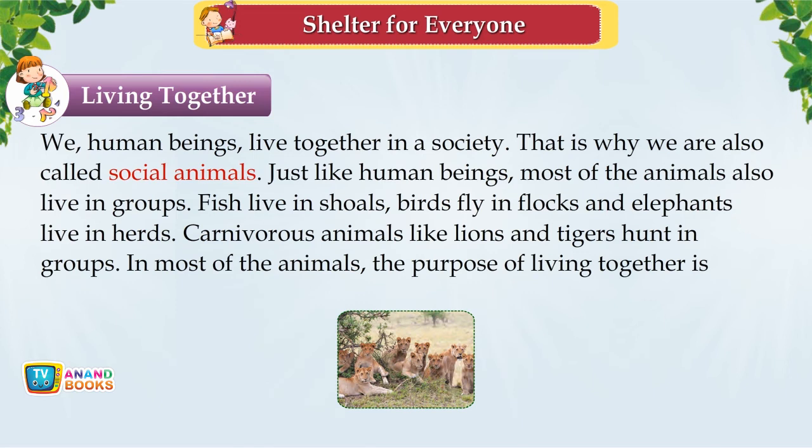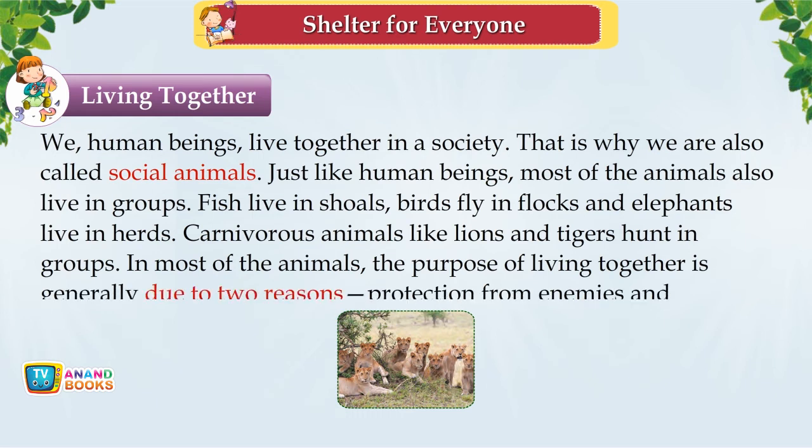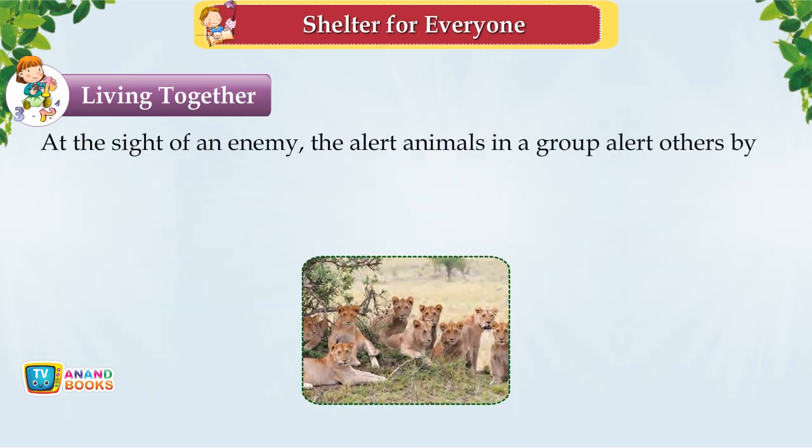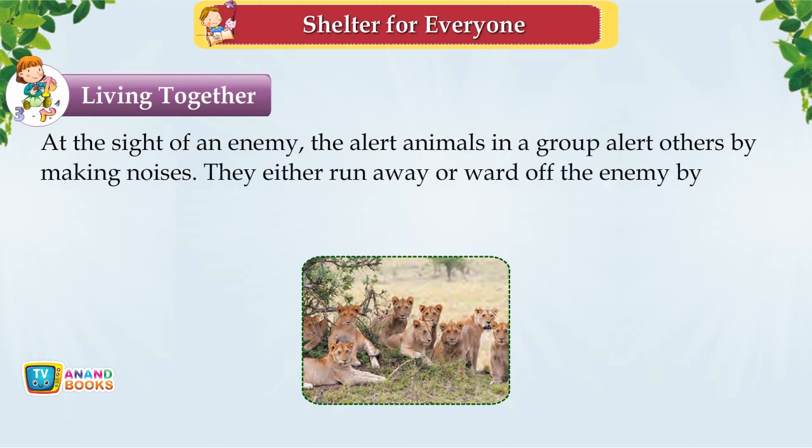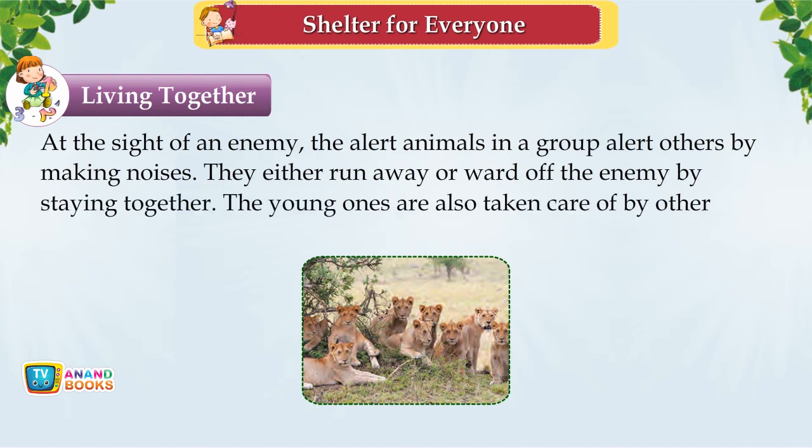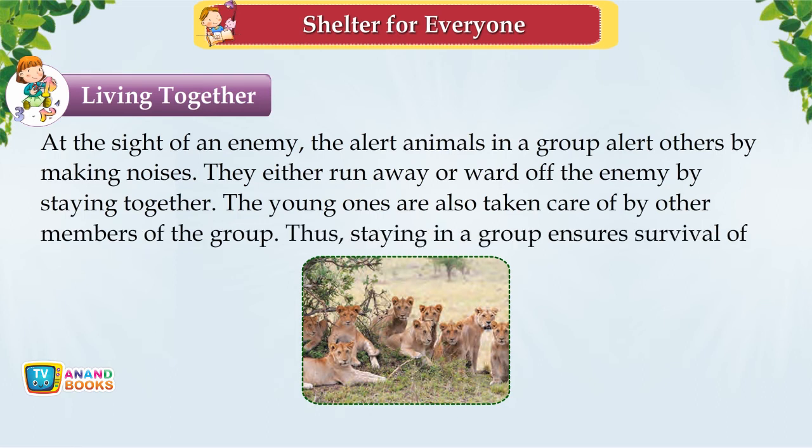In most of the animals, the purpose of living together is generally due to two reasons: protection from enemies and reproduction. At the sight of an enemy, the alert animals in a group alert others by making noises. They either run away or ward off the enemy by staying together. The young ones are also taken care of by other members of the group. Thus, staying in a group ensures survival of all such animals.